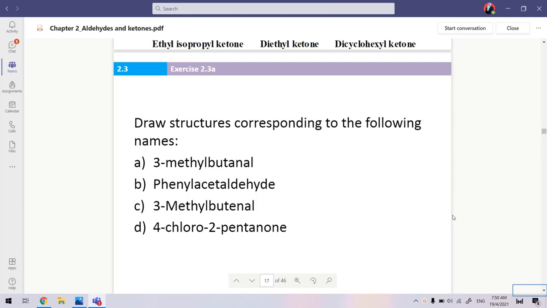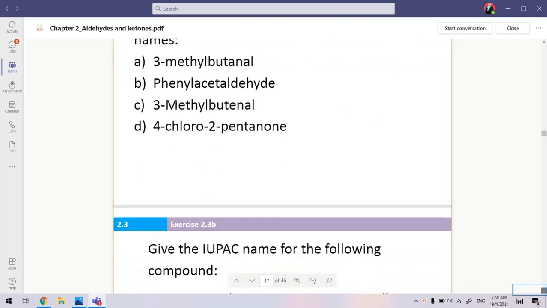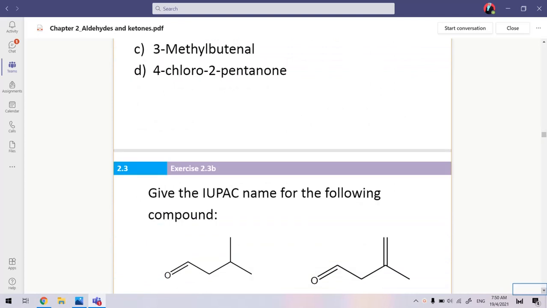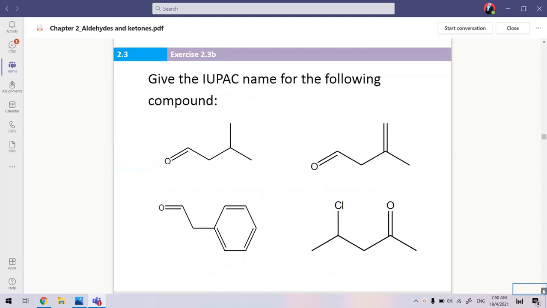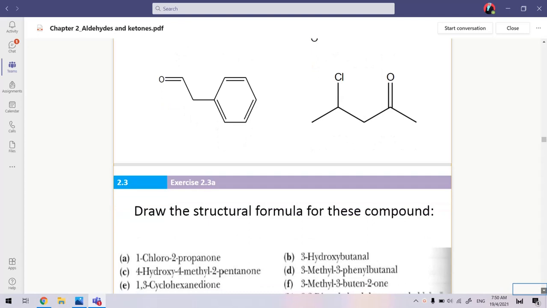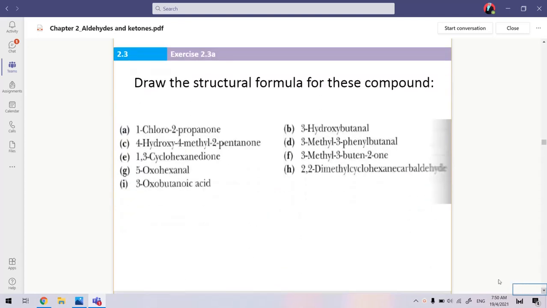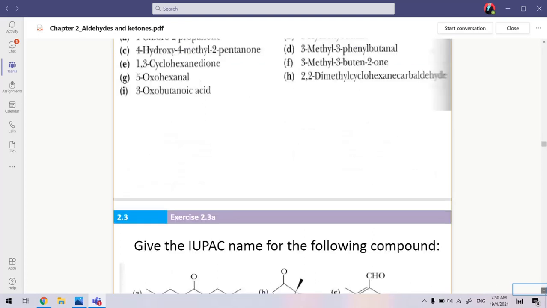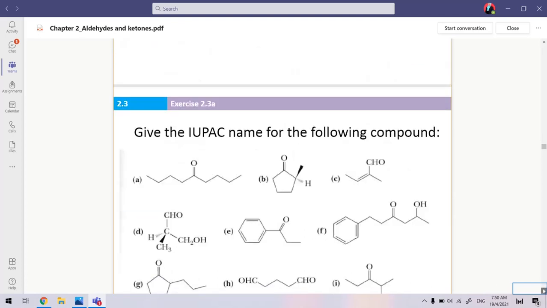For today's task, I want you to do exercise 2.3. Draw the structure corresponding to the following name. Okay, I want you to draw the structure of this compound. And exercise 2.3b, give the IUPAC name for the following compound. Later, draw the structure formula for this compound. All these questions we will discuss on Thursday. And also 2.3a.